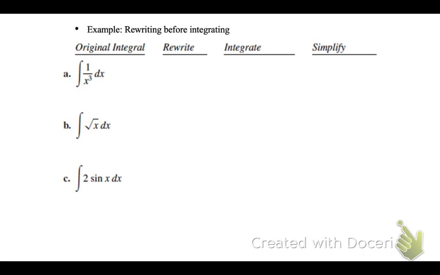Okay, so we're going to rewrite, we're going to integrate, and then we're going to simplify. When we did derivatives, did we rewrite, find the derivative, then simplify? Yep. Okay, so first of all, we didn't differentiate with 1 over x cubed, so we're not going to integrate with 1 over x cubed. What are we going to change it to?